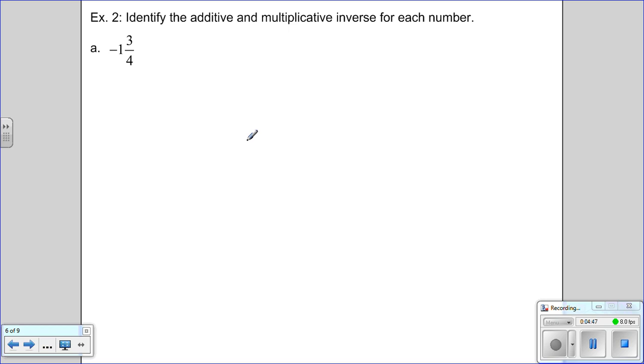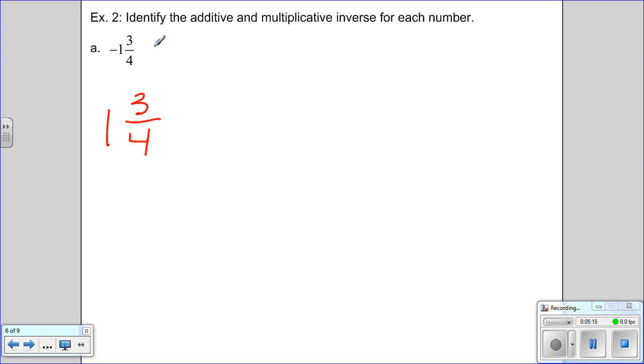Okay, so negative 1 3/4 is our number. The additive inverse is the opposite, so the additive inverse is positive 1 3/4. That's the additive inverse. Now the second part, we need to find the multiplicative inverse or the reciprocal. You can't find the reciprocal when you've got a mixed number like this. So we need to take -1 3/4 and convert it into an improper fraction, meaning just one fraction, okay?